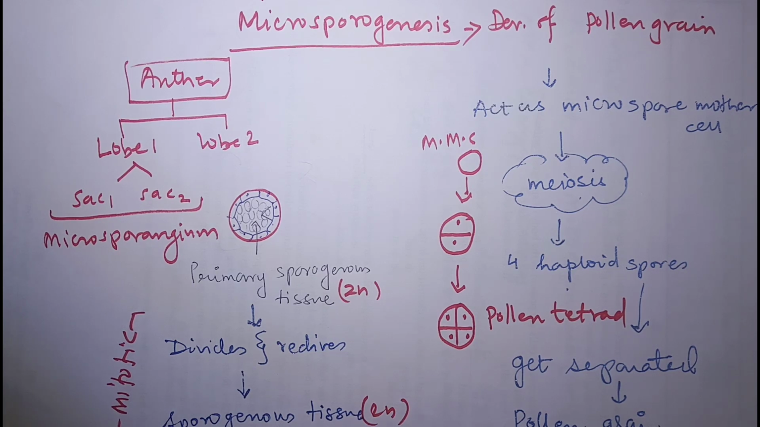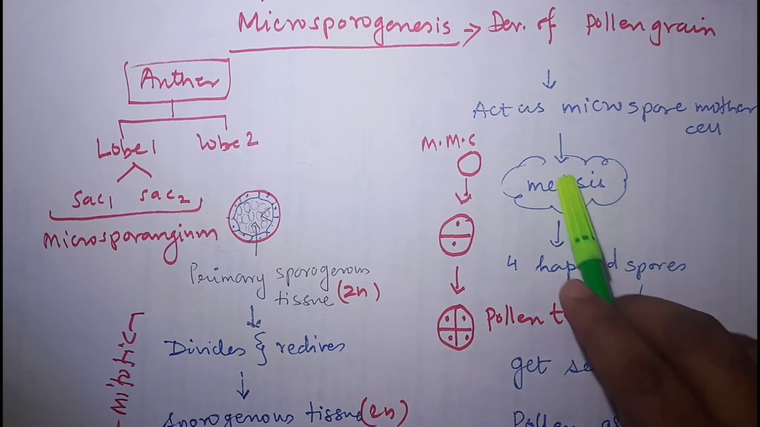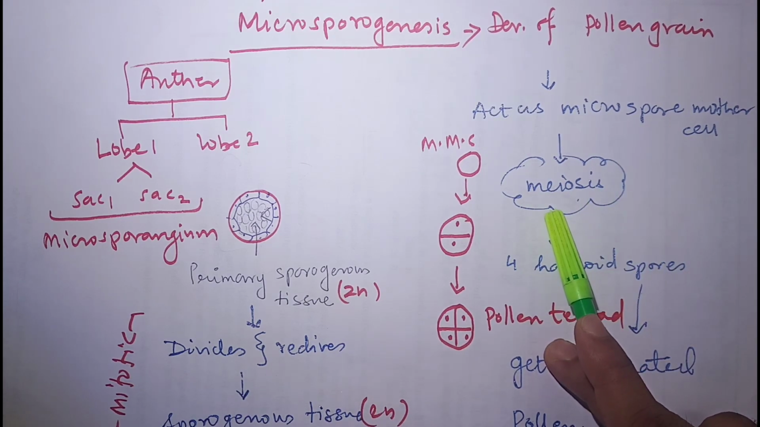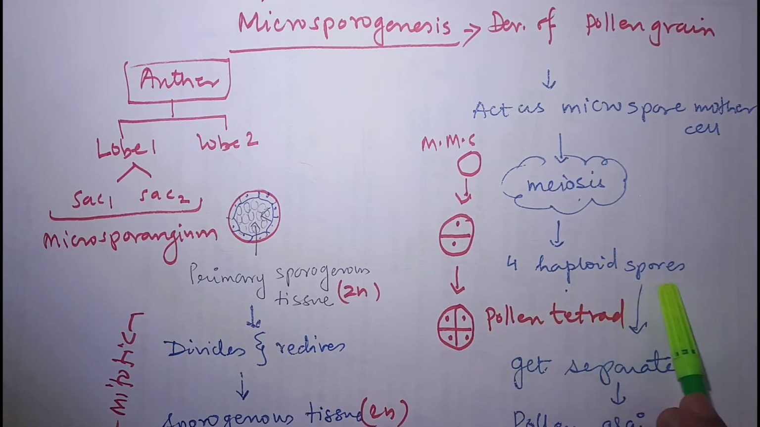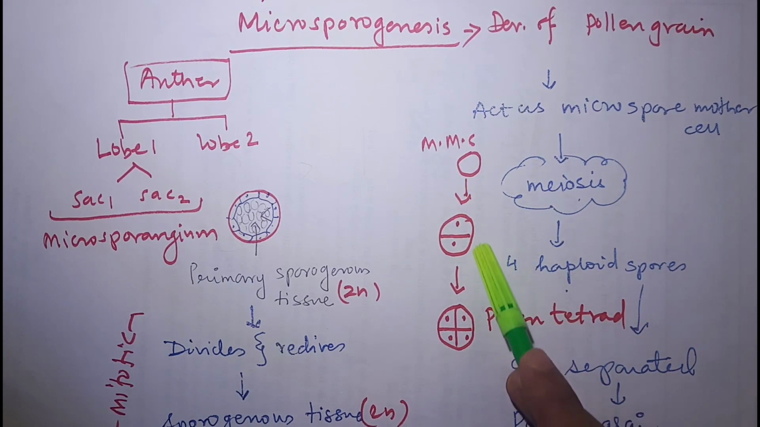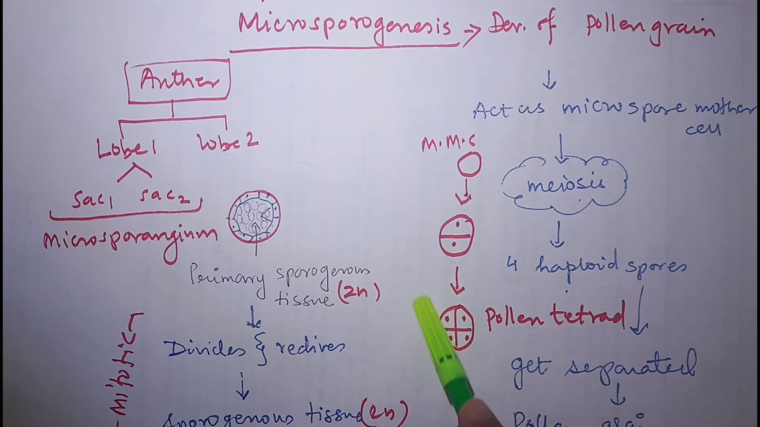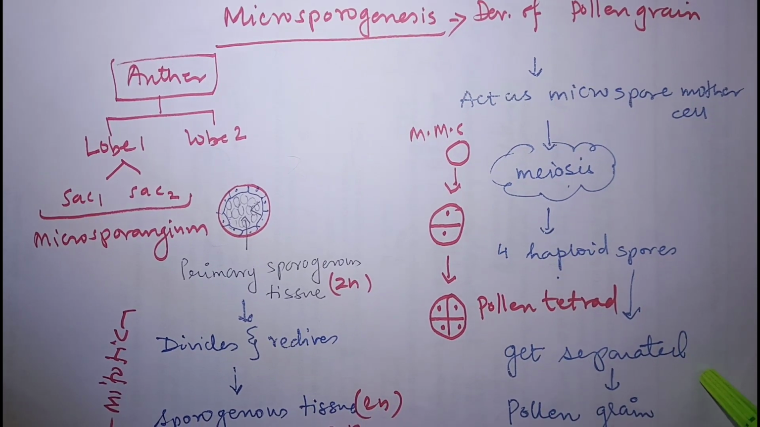Now each of these cells of sporogenous tissue acts as a microspore mother cell, which undergoes meiotic division, and as per the rule, meiosis forms 4 haploid cells, so 4 haploid spores are produced. This is a pattern of division, and this pattern is called pollen tetrad. We have different patterns, like they may arrange in a linear fashion also, and ultimately these 4 spores which are produced get separated and finally form pollen grain.